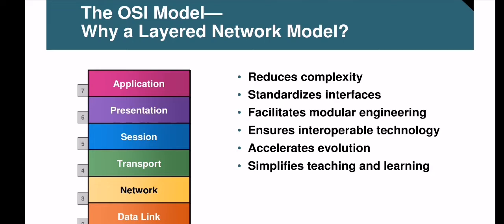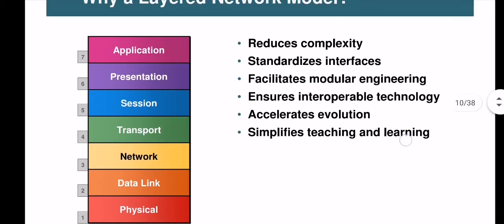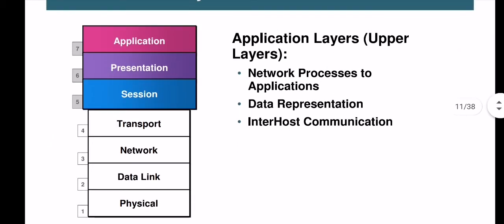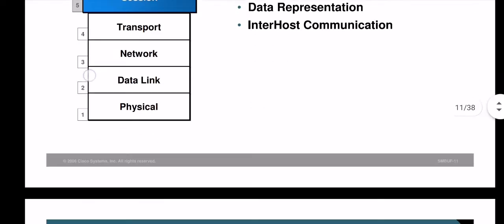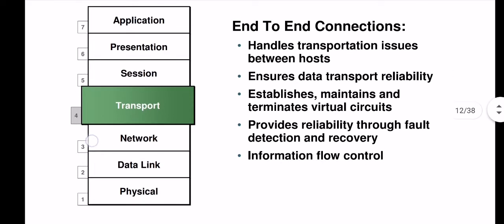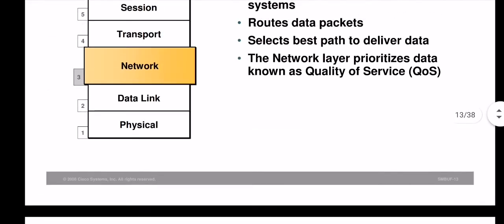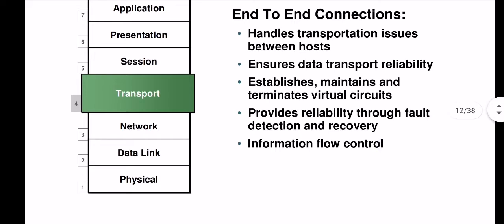Then we have the OSI model, which consists of the multiple layers that we saw before. And then we have the application layers. All of the upper layers, as you can see right here, are mentioned, as we said before, as the application layers, all of them together. So network processes to applications, data representation, which is basically the translation that happens. And then it just jumps directly to the transport layer. Flow control also happens in the transport layer.